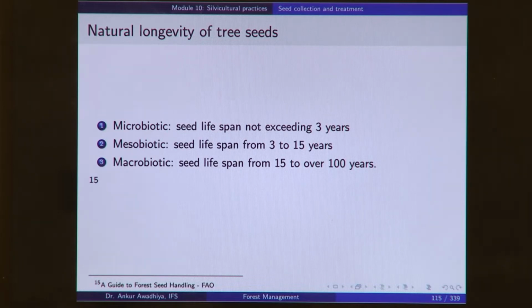Now, during storage, we need to look at the natural longevity of tree seeds. There are certain trees which are known as microbiotic. In the case of microbiotic plants, the seed lifespan does not exceed 3 years. Macrobiotic seeds last for 15 to over 100 years. Mesobiotic seeds last for 3 to 15 years.